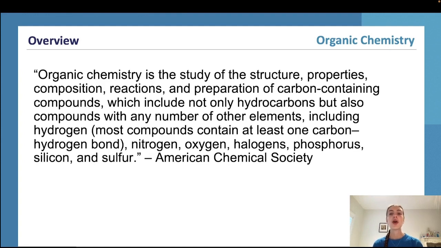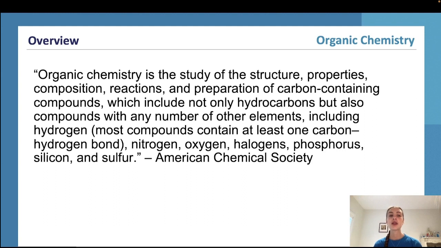So we'll start off with a bit of an overview of what organic chemistry is. According to the American Chemical Society, organic chemistry is basically the study of the structure, properties, composition, reactions, and preparation of compounds which contain carbon. That includes not only hydrocarbons, but also compounds with any number of other elements. That could be hydrogen, nitrogen, oxygen, halogens, phosphorus, silicon, and sulfur.